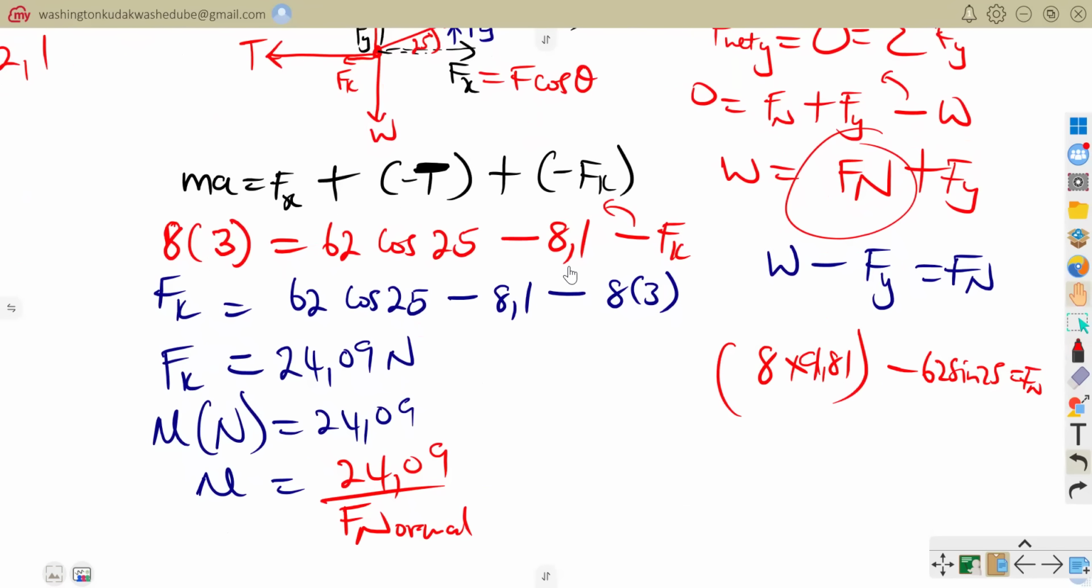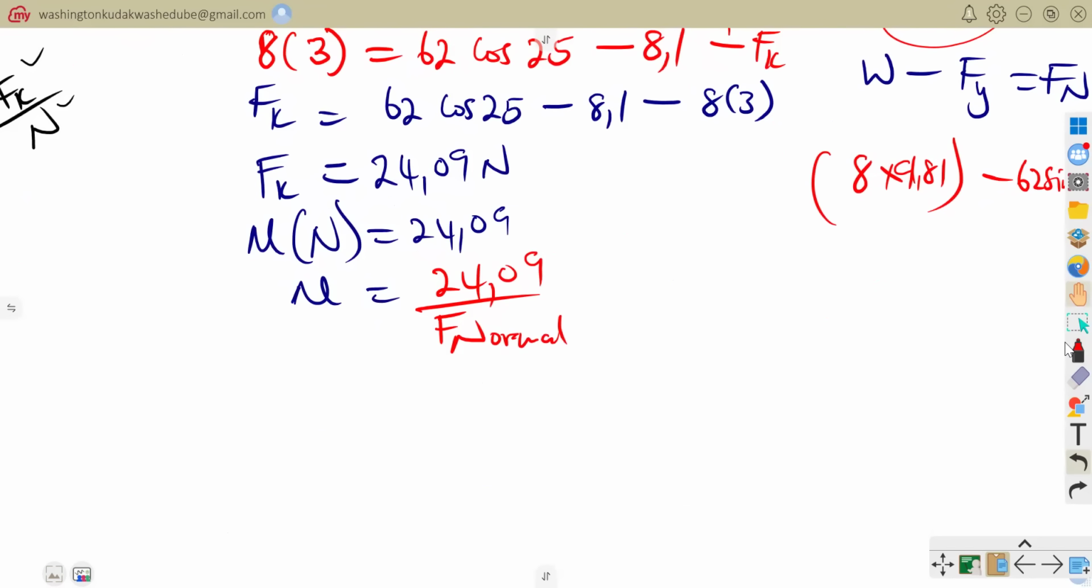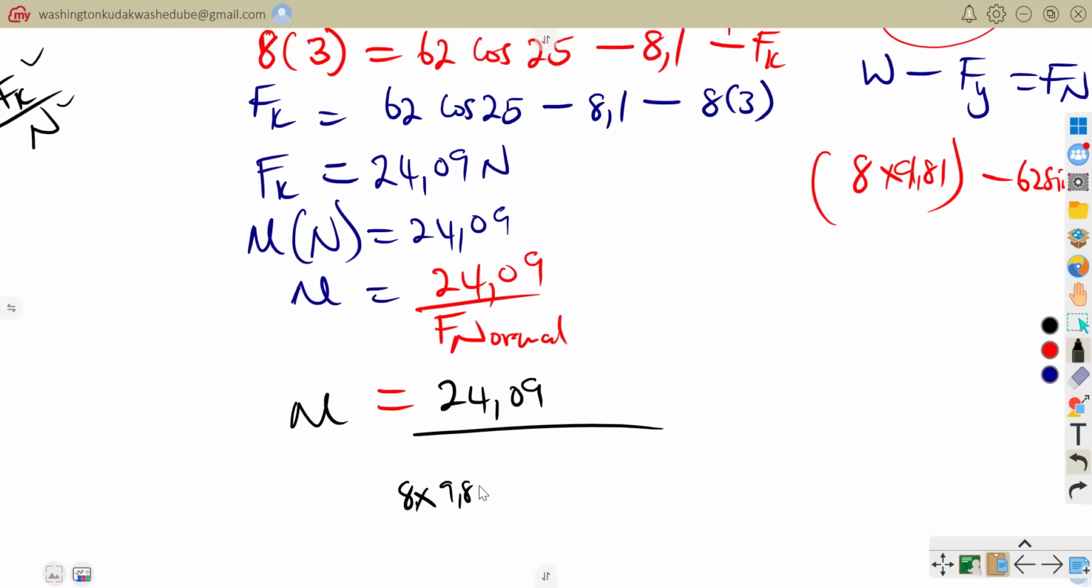So now I'm going to substitute that value for my normal force so that I can find my coefficient of friction. So here I'm going to say my coefficient of frictional force is given by 24.09 all divided by the normal force, which is 8 times 9.81, which is my weight, minus my Fy, and we said my Fy is 62 sine 25.